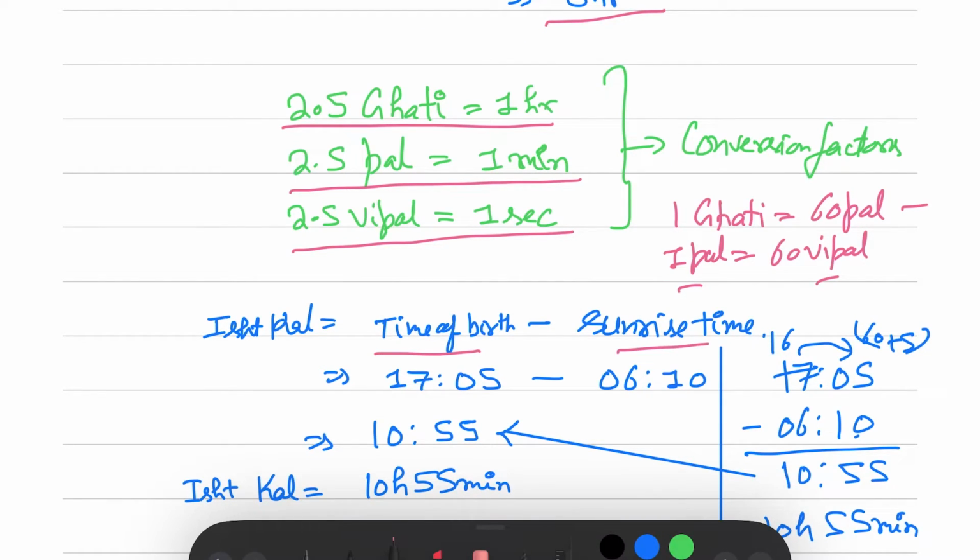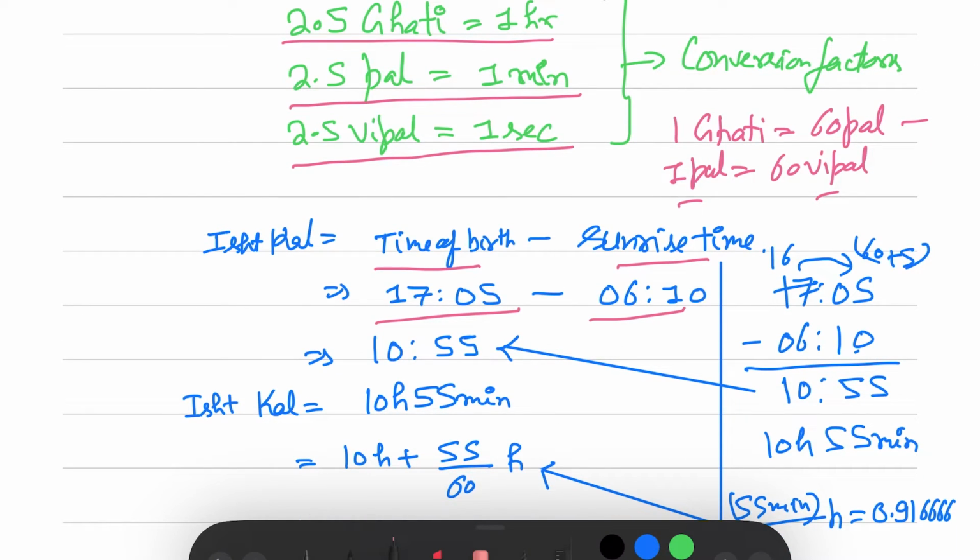The time of birth minus sunrise. The time of birth is 17:05 and sunrise time was 6 hours 10 minutes. So let's subtract. 5 is less than 10, so we need to take one carry. 1 hour is equal to 60 minutes, so 60 plus 5 is 65 minutes, minus 10 minutes is 55. After taking 1 out, 16 minus 6 is 10 hours. So it is 10 hours 55 minutes.